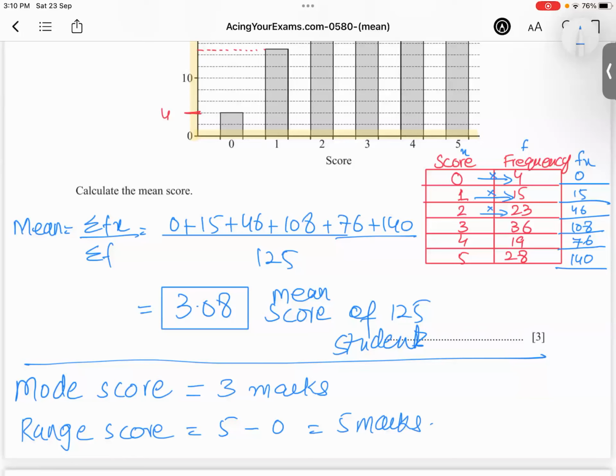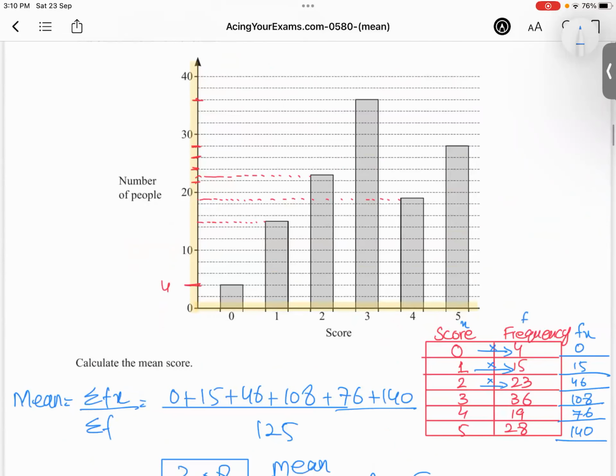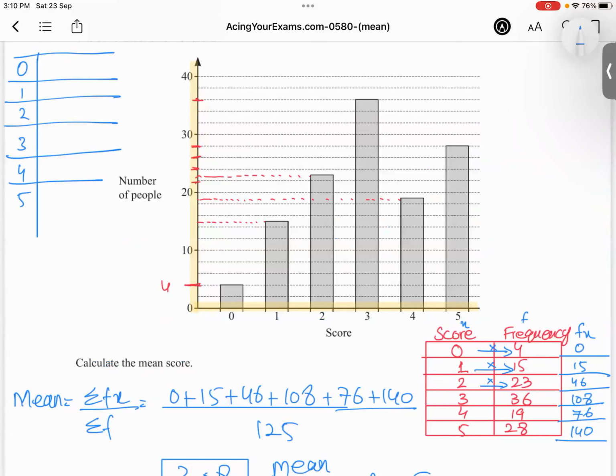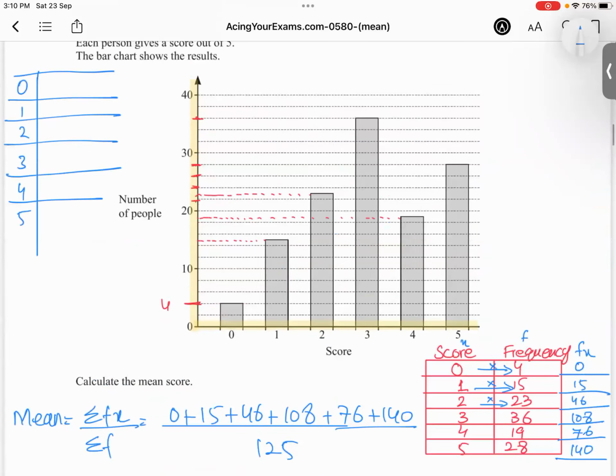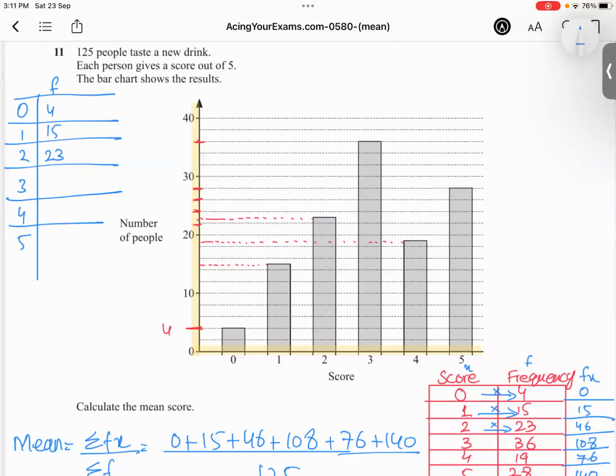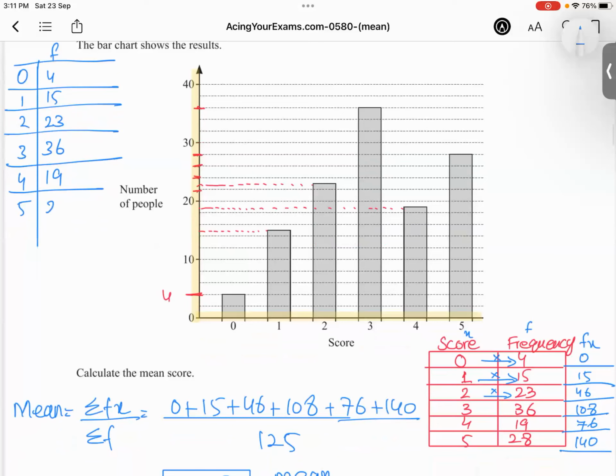And for median, you know this already, that we find out the cumulative frequency. I'm going to write scores 0, 1, 2, 3, 4, 5. Okay, that is the scores. So let me write here the frequency. So the frequency is 4, 15, 23, 36, 19, and that is 28.